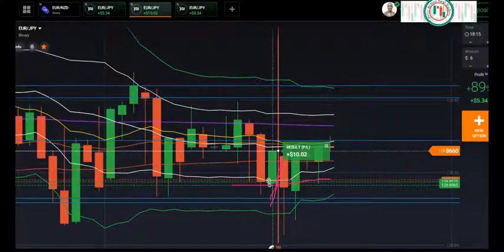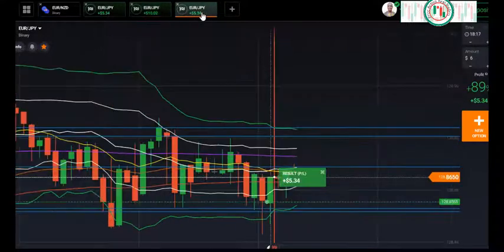So next, the last trade is here. You can see I place my trade call option because I know the market must reject and create a green candle.